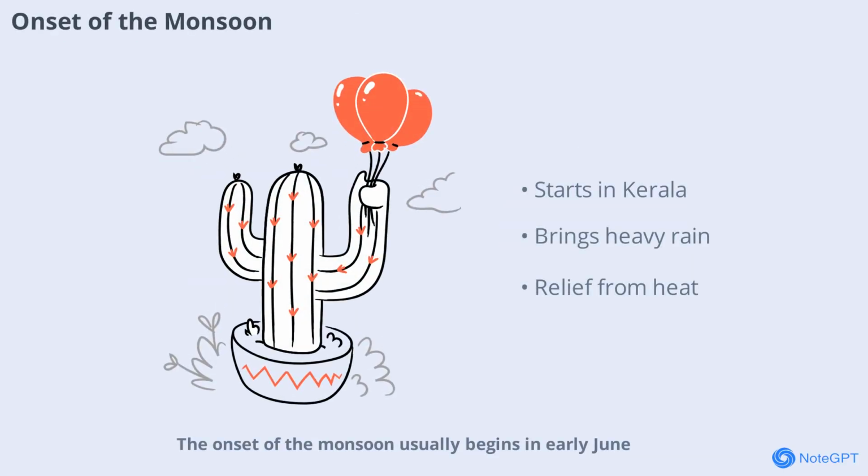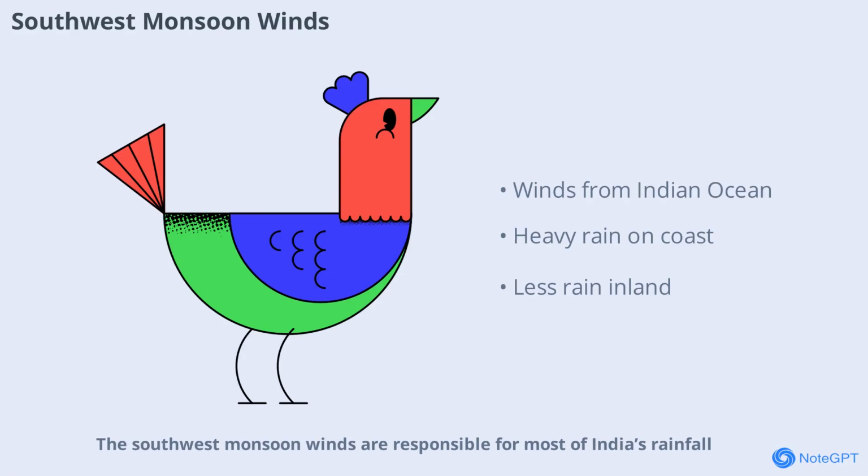Onset of the monsoon usually begins in early June, starting from the Kerala coast and gradually moving northwards. The arrival is marked by sudden and heavy rainfall, often accompanied by thunderstorms. The monsoon covers the entire country by mid-July, bringing relief from the intense summer heat. The timing and strength of the monsoon are closely monitored, as they have a direct impact on agriculture and water resources. Southwest monsoon winds are responsible for most of India's rainfall.